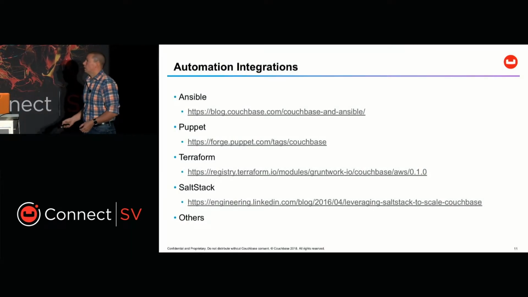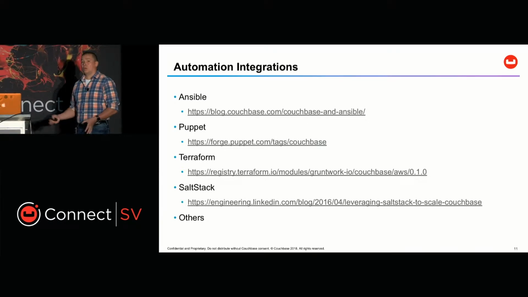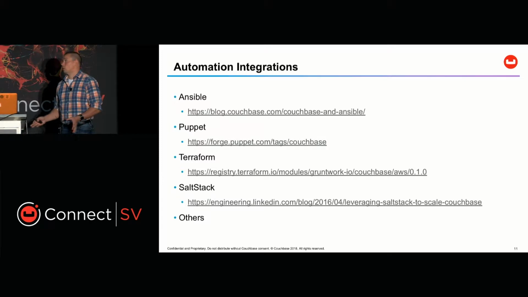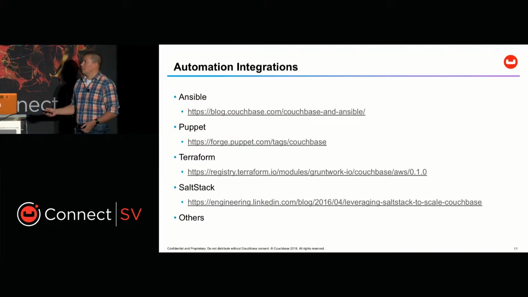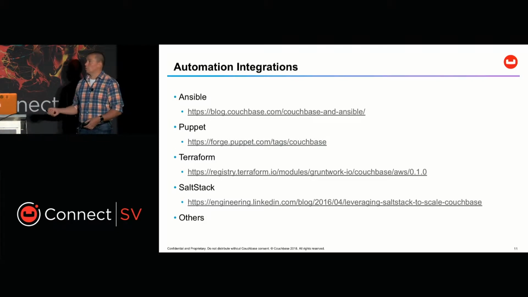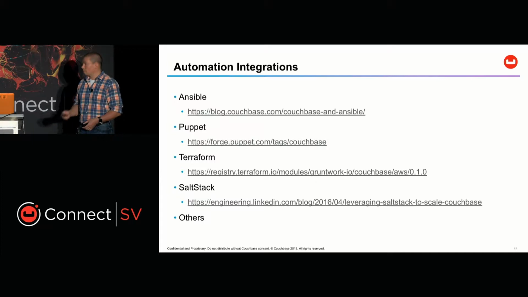For those of you who are using automation integrations, I just listed some of the popular ones: Ansible, Puppet, Terraform, SaltStack. We have connectors for those platforms. We also have plenty of articles, especially on our Couchbase blog, and this top one is a representation of that. Our blog is really good for checking out step-by-step instructions on certain topics, like in that particular case how to deploy Couchbase using the Ansible integration.